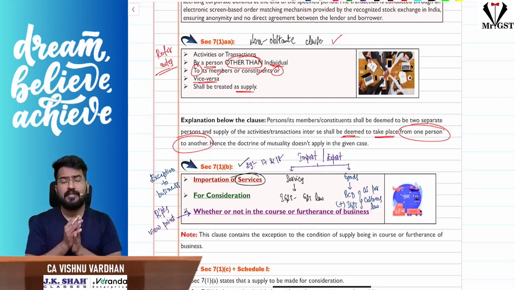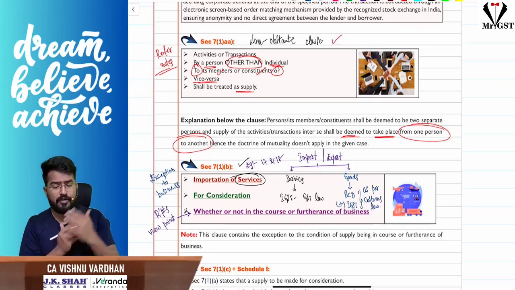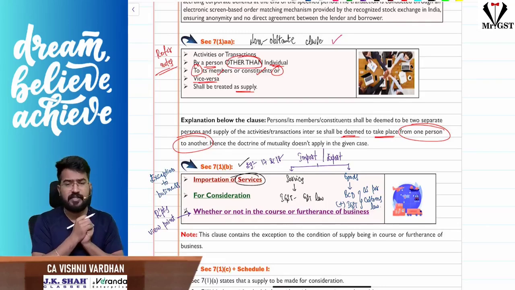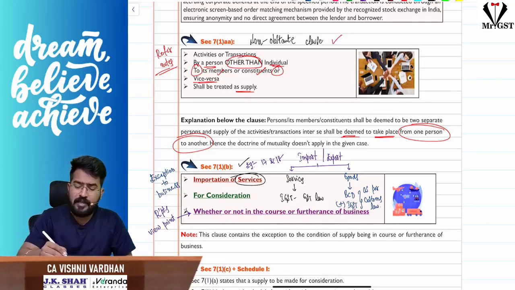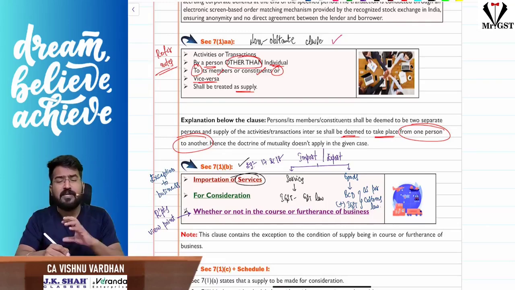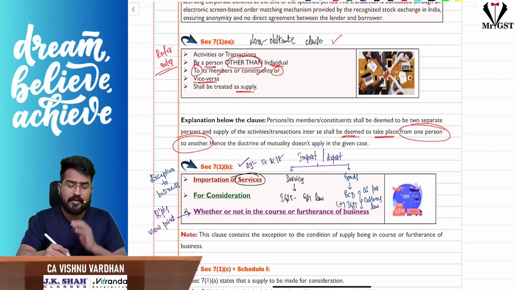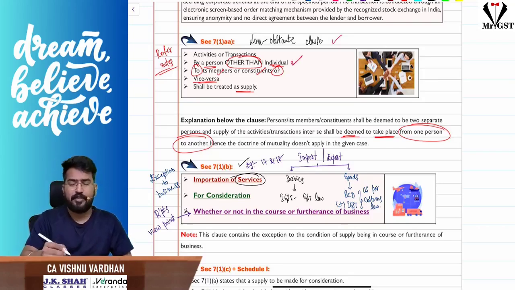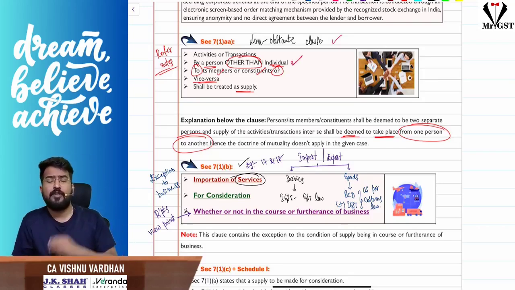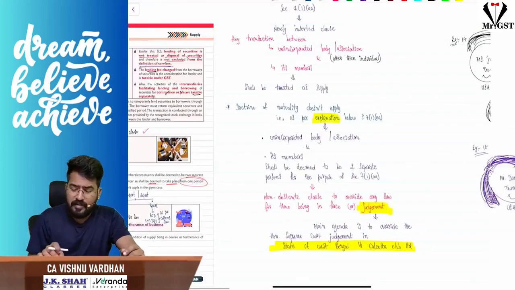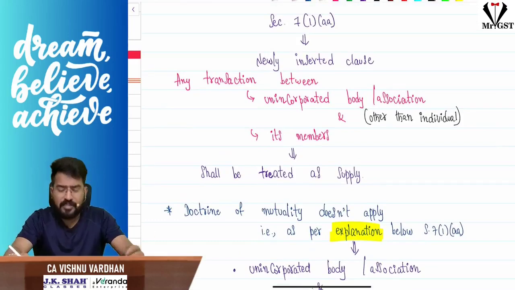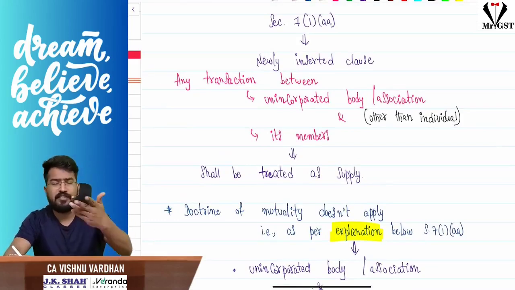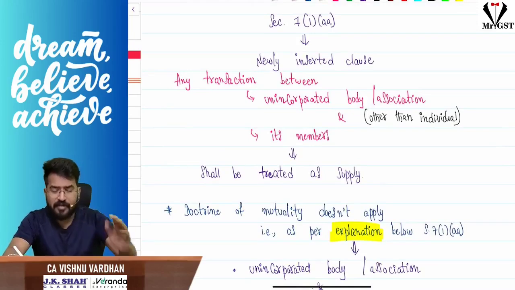To override that judgment given in one of the case laws by the Honorable Supreme Court, we are countering that by giving this particular clause AA, saying that even though there are no two different persons, any activities between the members and that particular entity are treated as supply, other than individuals. For individuals, this situation will never come. So simply, when transactions are happening between any unincorporated body or association and its members, other than individuals, they shall be treated as supply.